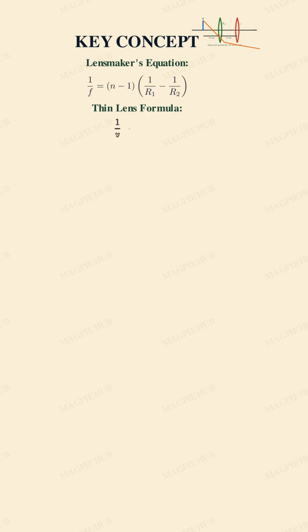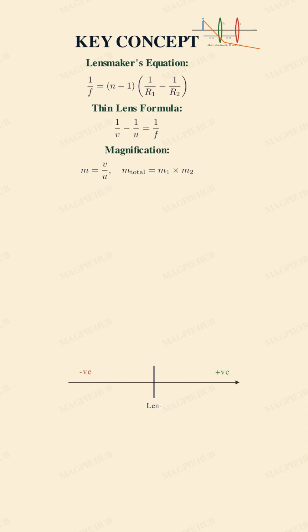The key concepts we need are, first, the lensmaker's equation, which gives the focal length f of a lens from its refractive index n and radii of curvature r1 and r2. Second, the thin lens formula, 1 over v minus 1 over u equals 1 over f. And third, magnification m equals v over u. For a two-lens system, the total magnification is m1 times m2. We use the standard sign convention where distances to the right of the lens are positive.